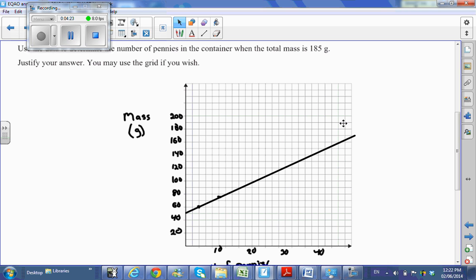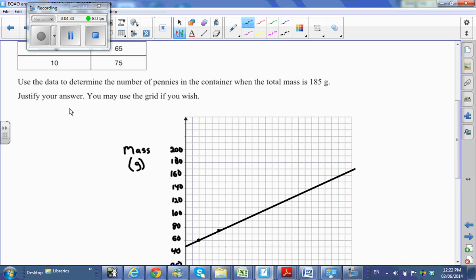So maybe let's go ahead and find the equation of our line. To find the equation of a line, we have to know a couple of things: the slope as well as the y-intercept. Starting with the slope, I'm going to look at our rise and run. Maybe I'll just draw in a little triangle here.